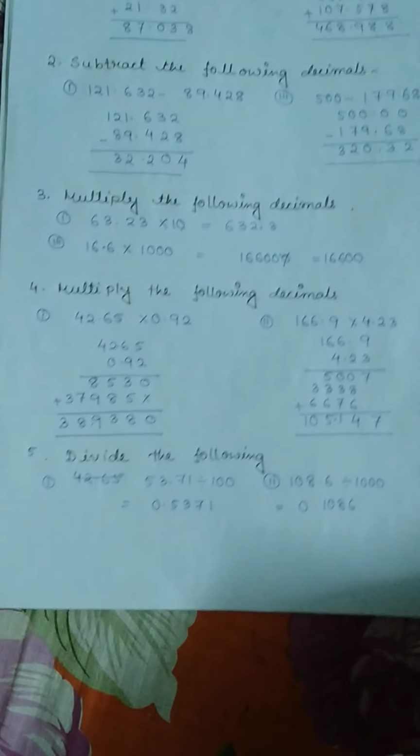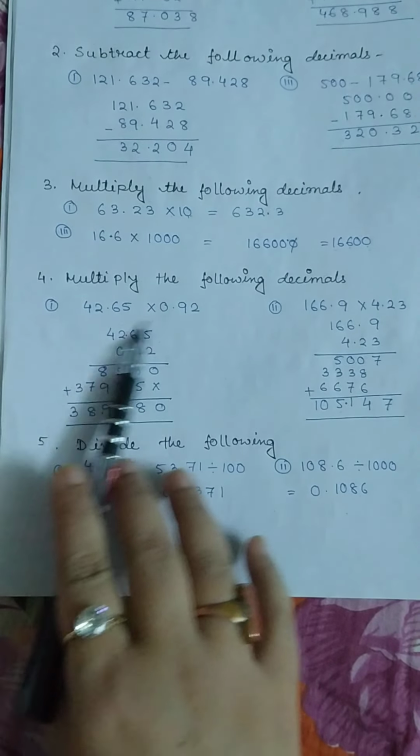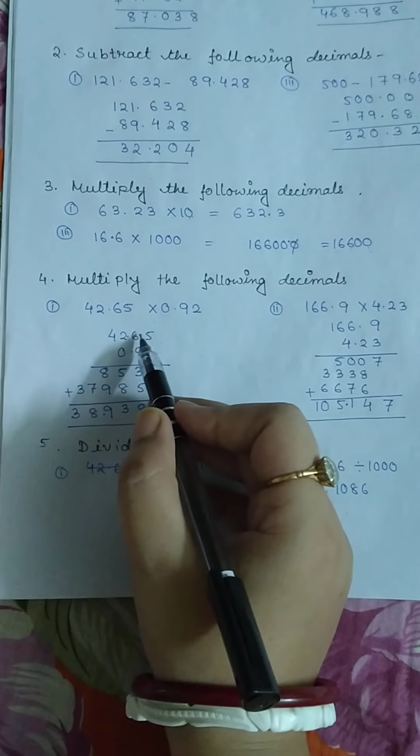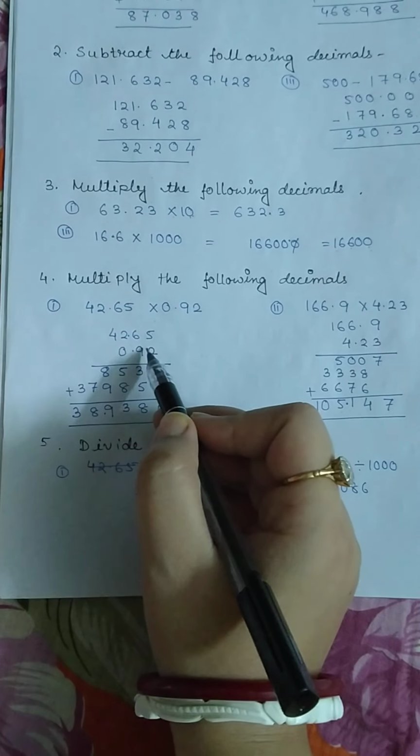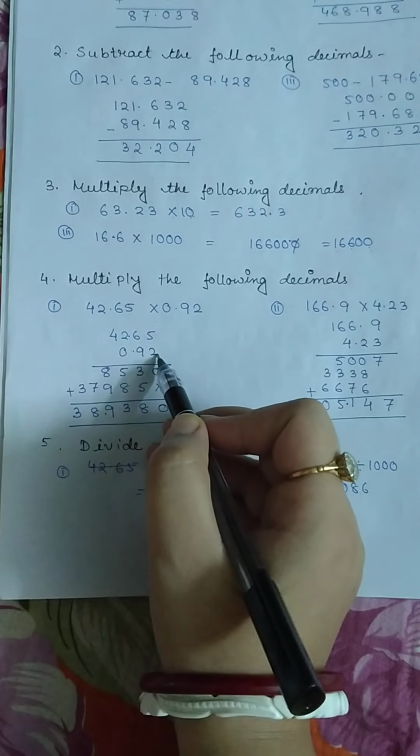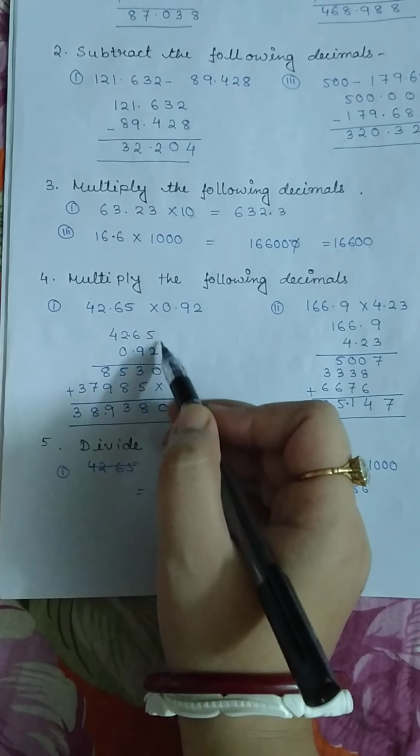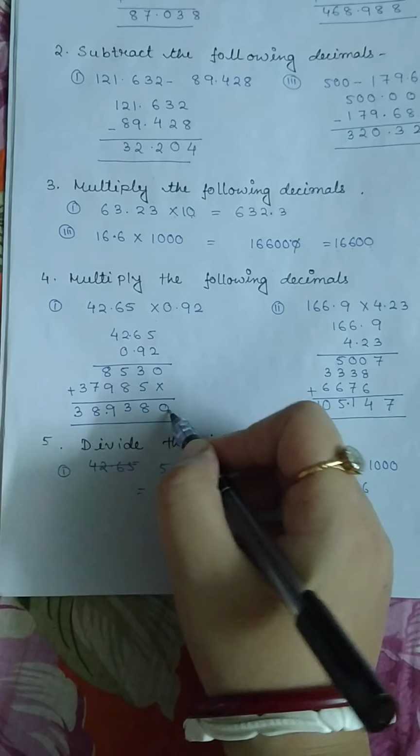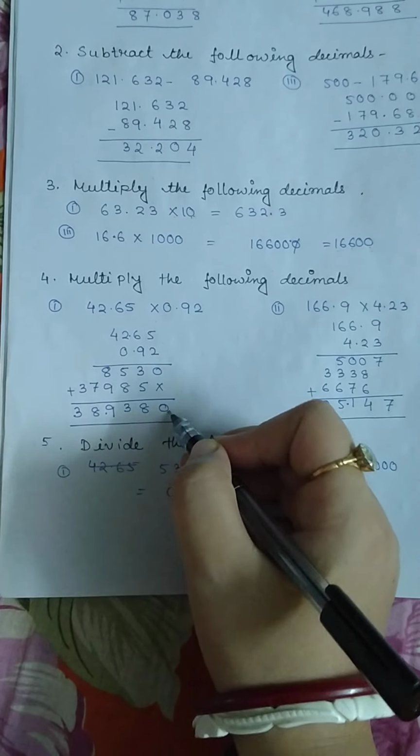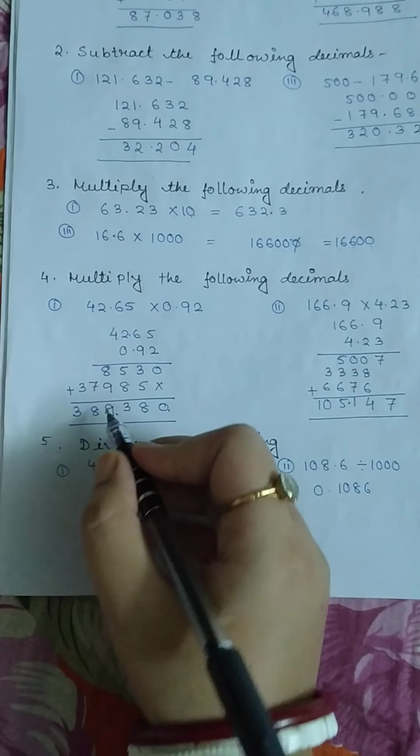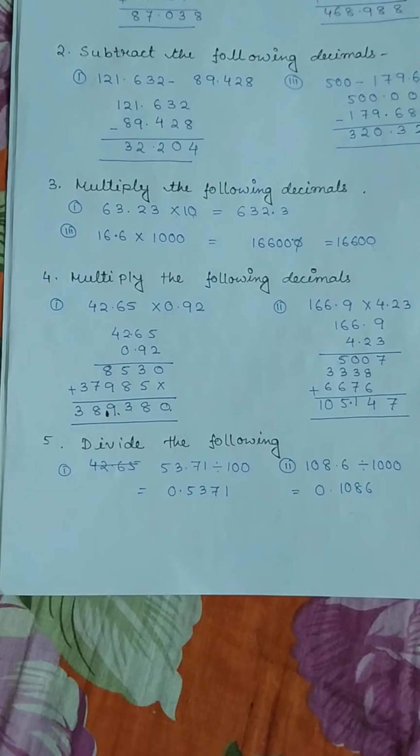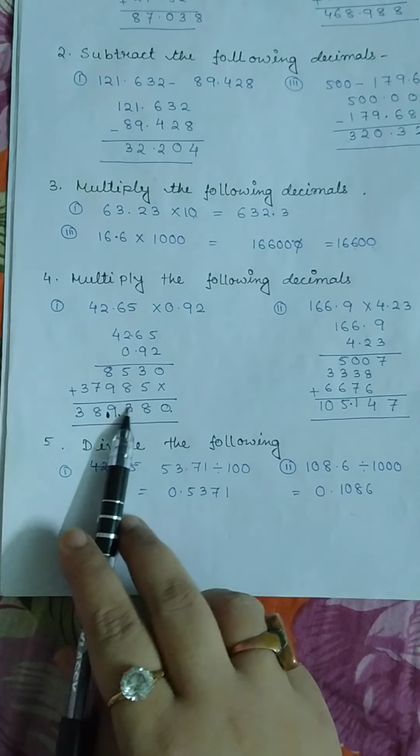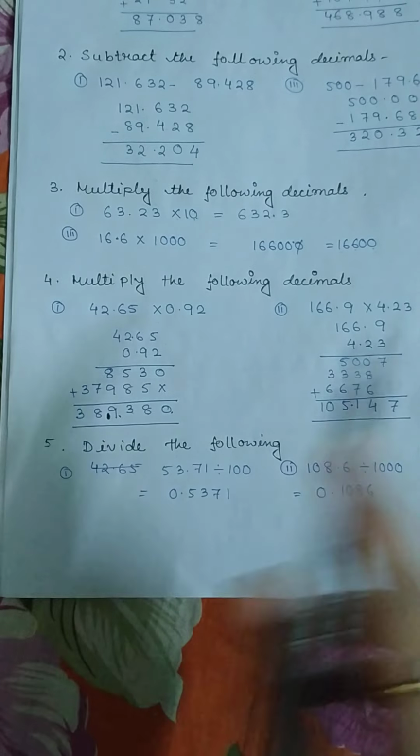Next, multiply the following decimals. Normal multiplication you have to do. Then count how many digits are after the decimal point. 1 2 3 4. Total 4 digits are there after the decimal point. So from the right side take 4 digits, 1 2 3 4. Before these 4 digits you have to place the decimal point.